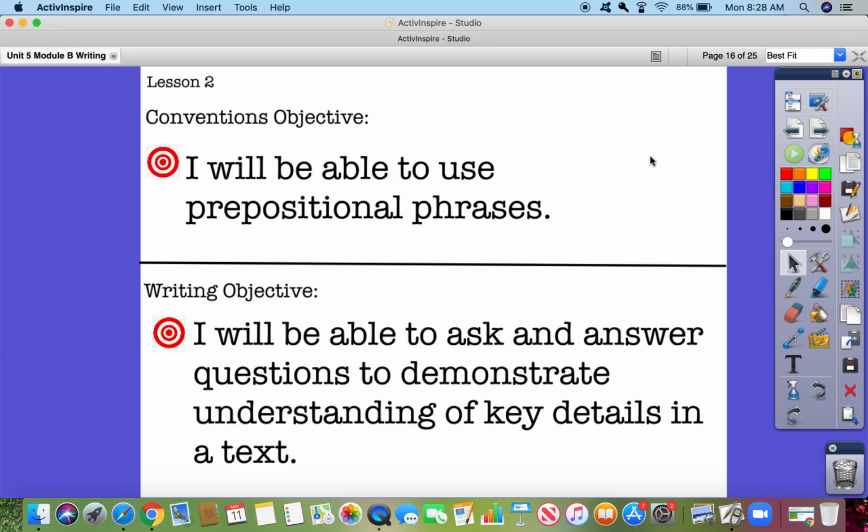Let's look at our objectives for this lesson. Our conventions objective is I will be able to use prepositional phrases, and our writing objective is I will be able to ask and answer questions to demonstrate understanding of key details in a text.